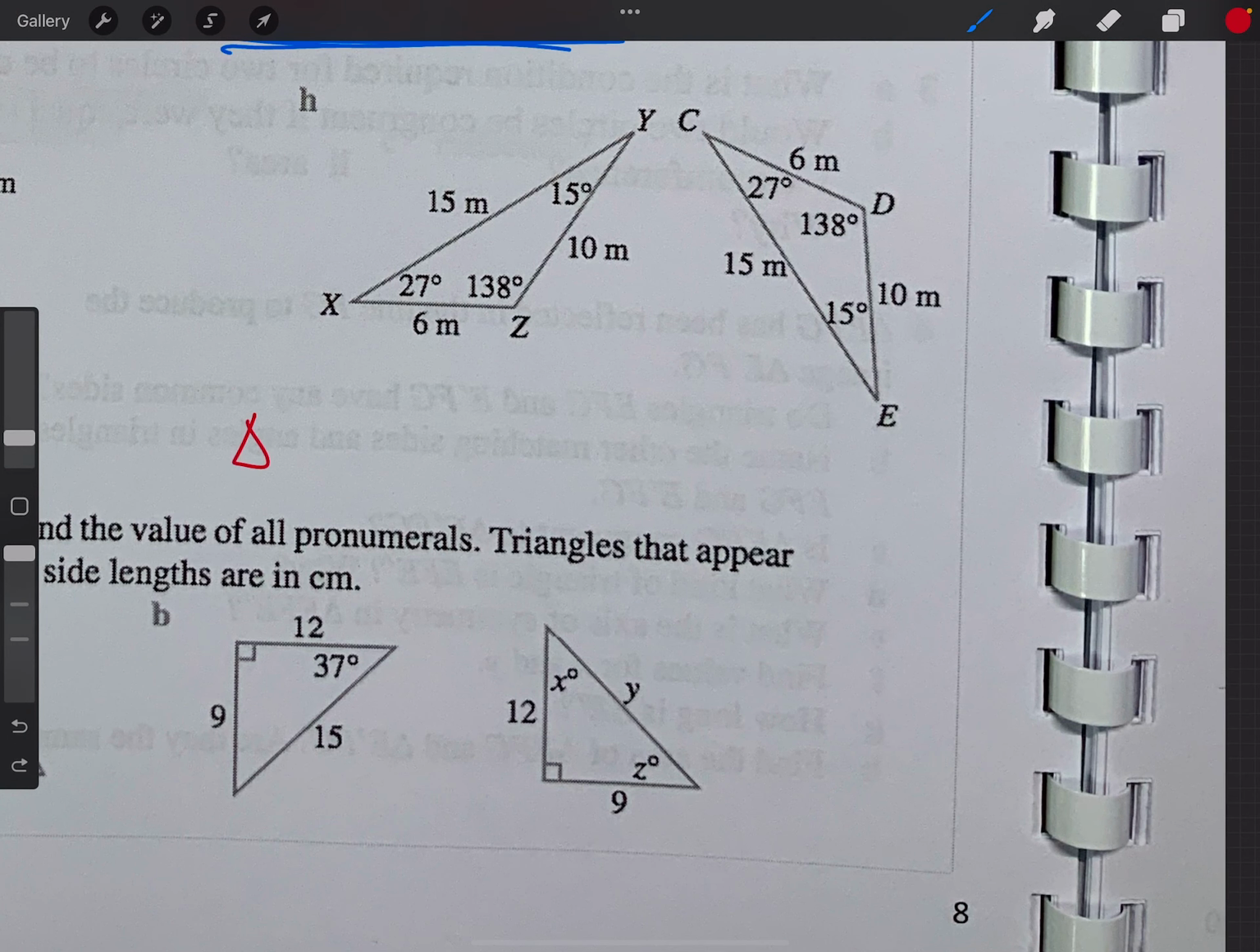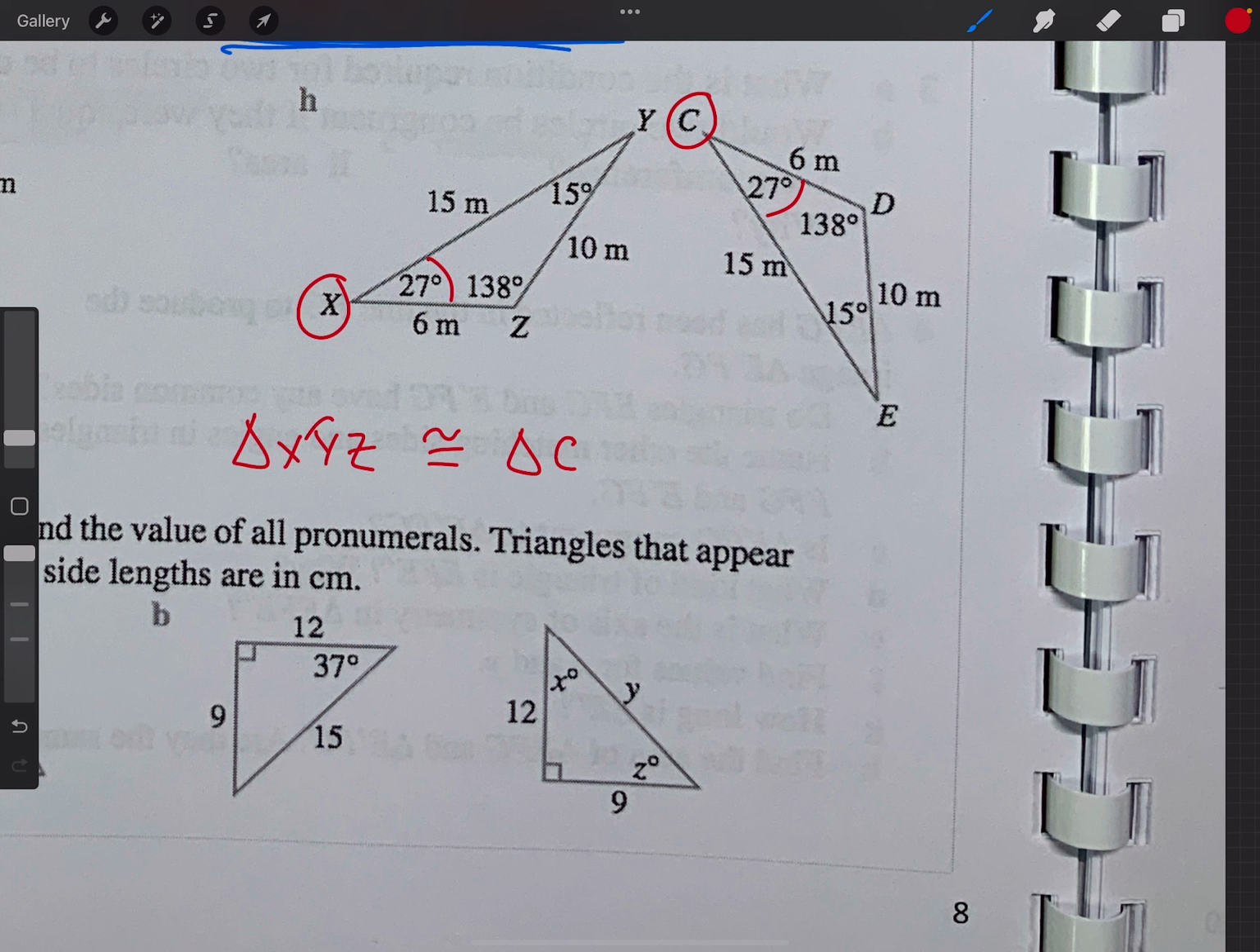I'll go triangle XYZ is congruent to triangle... So we start from X, which is 27 degrees. So let's look for 27 degrees. This is C. So that means vertex C is the first one.